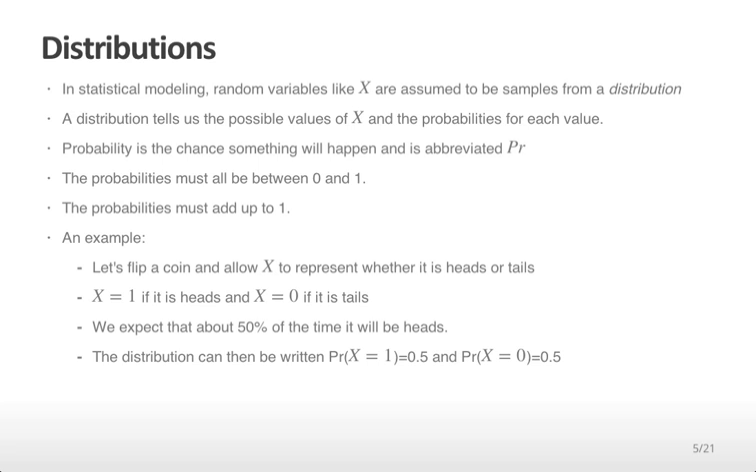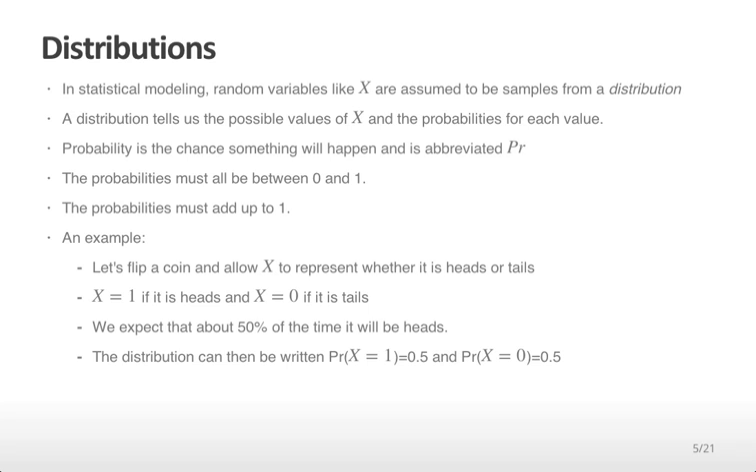In statistical modeling, random variables like capital X are assumed to be samples from a distribution. A distribution tells us the possible values of x and the probabilities for each value. Probability is the chance something will happen, and we will abbreviate it in this class with capital P lowercase r. The probabilities must all be between 0 and 1, and the probabilities must add up to 1 in order for it to be called a distribution.